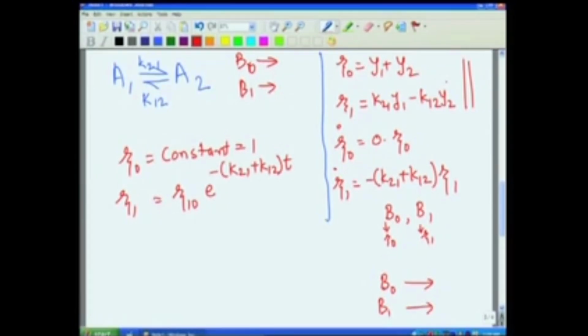These are simply linear relationships: y 1 plus y 2 is zeta naught, and k 2 1 y 1 minus k 1 2 y 2 is zeta 1. We know what they are as a function of time. So, let us see what we did now in a more general sense.